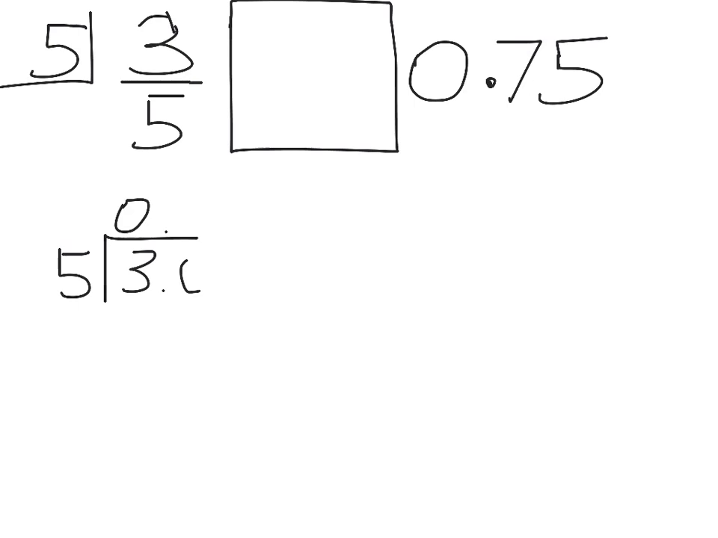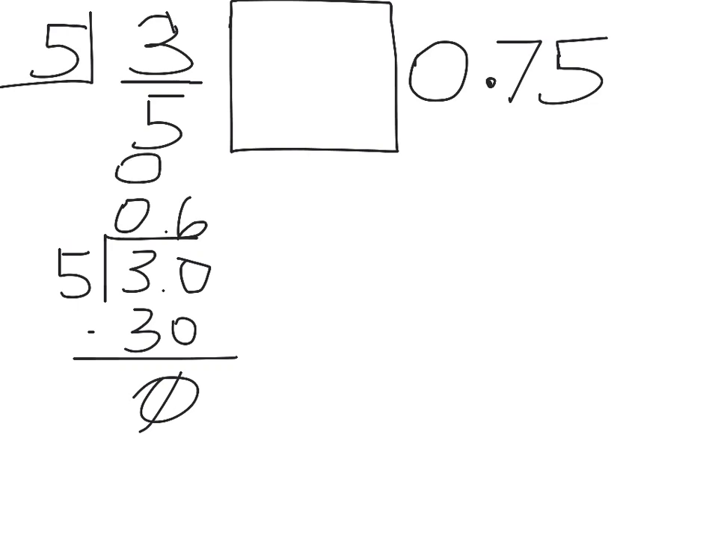3/5, I'm going to change it. 5 doesn't go into 3, or it goes 0 times. We add a 0 to 3 and make 30. 5 goes into 30 6 times with nothing left. So my decimal here ends up being 0.6, and we're comparing that to 0.75.